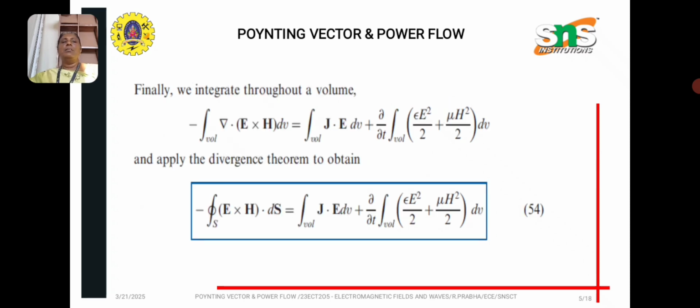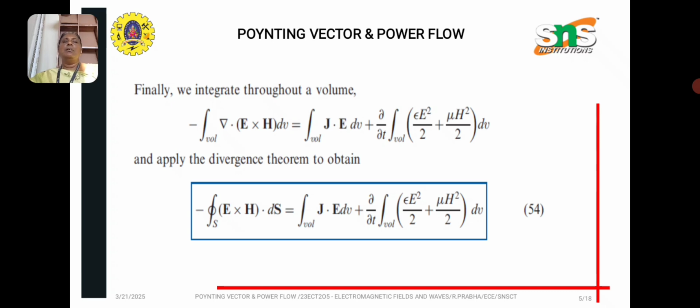And finally, we integrate the entire equation throughout a volume. We get minus the volume integral of del dot (E cross H) dV is equal to the volume integral of J dot E dV plus dou by dou T of the volume integral of epsilon E squared by 2 plus mu H squared by 2, overall multiplied by the differential volume element dV.